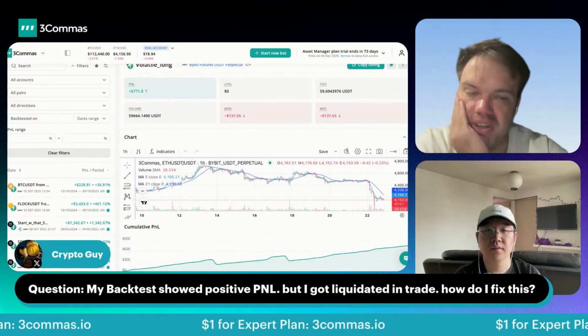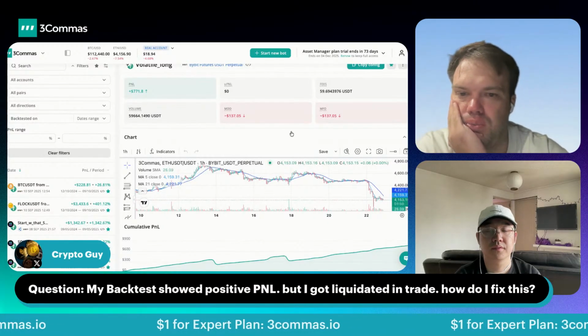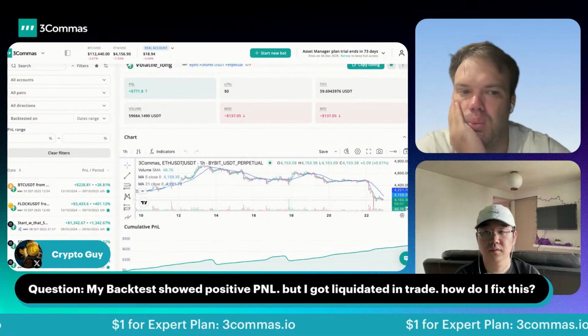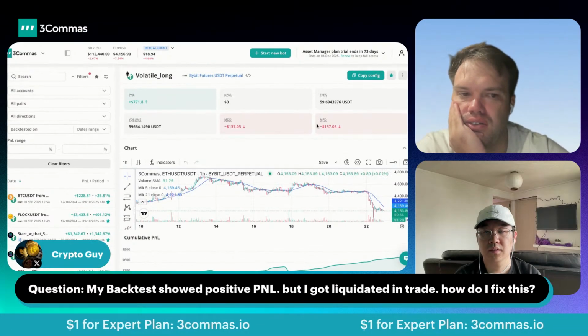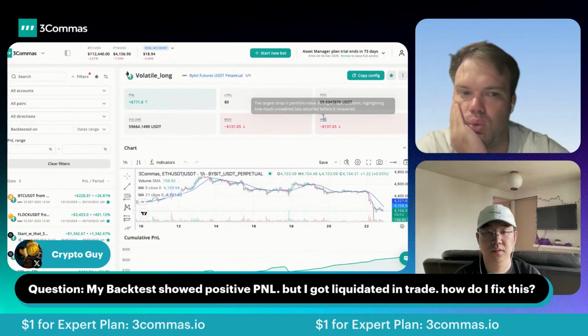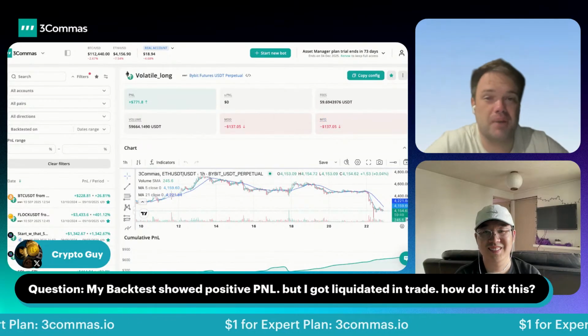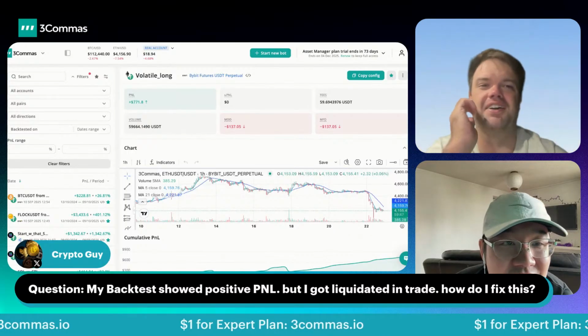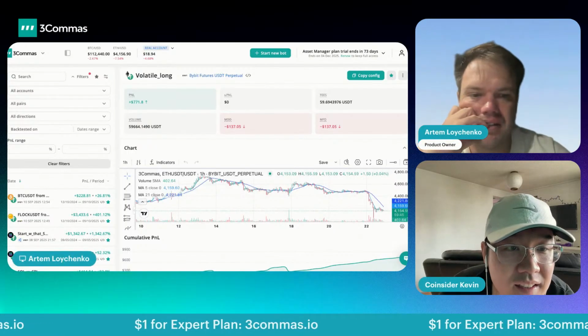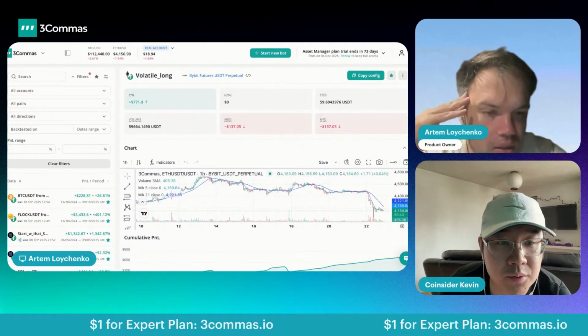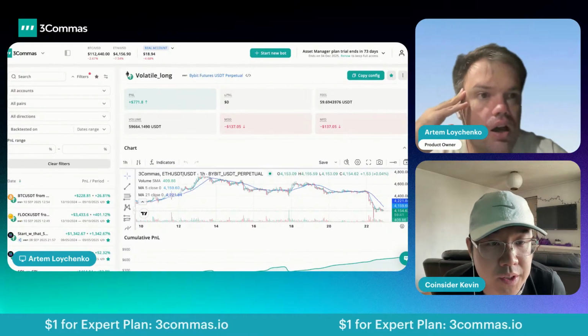So basically, if you put it straightforward, whenever you backtest, try that your MFD would be as low as possible, or at least lower than your entire balance. Right, right. Okay. Do we want to do one more, or what do you think?